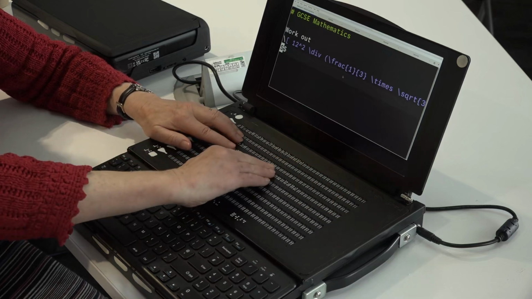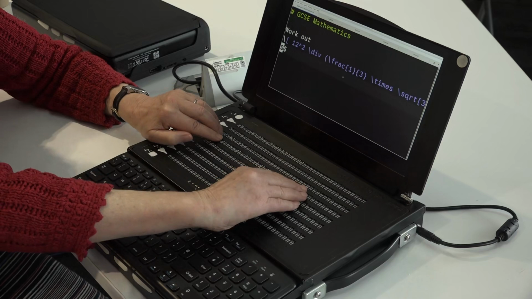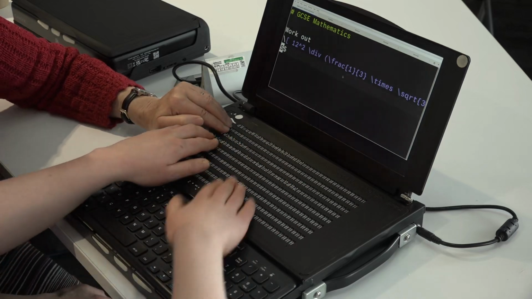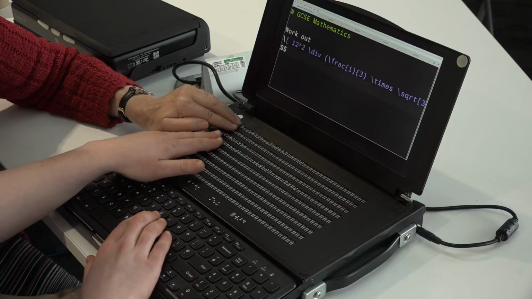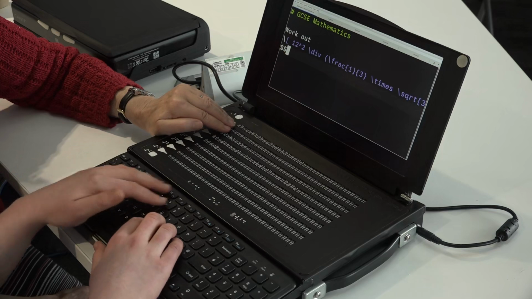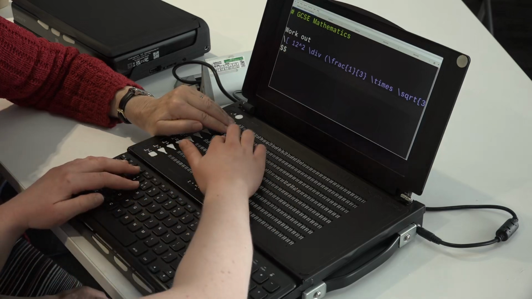Oh yeah, that's very good. And then square root 3 squared, squared by the look of it as well. Yep. And what's really nice here is that it will translate in real time. So anything inside $ signs is considered as math mode. So I can actually solve this question and send back the results to my teacher.